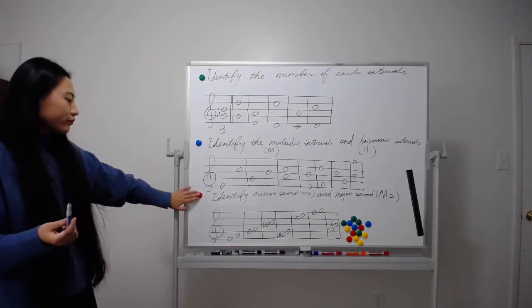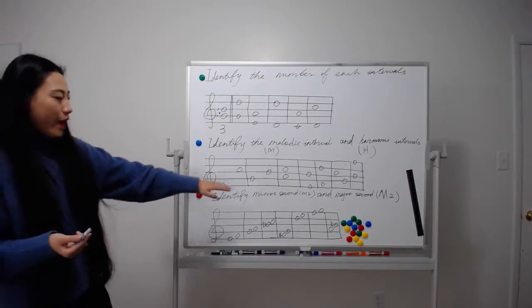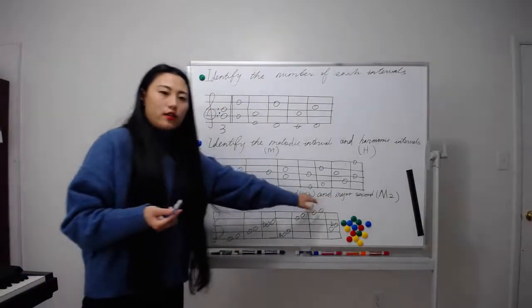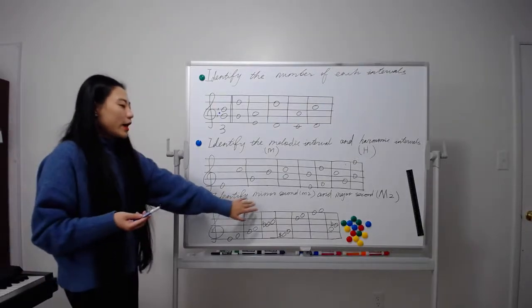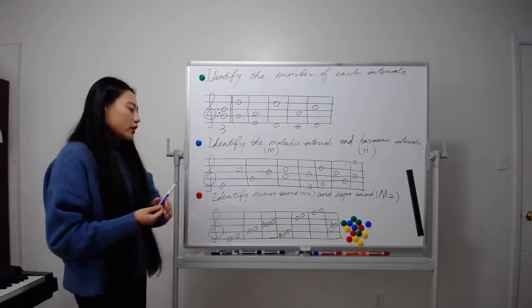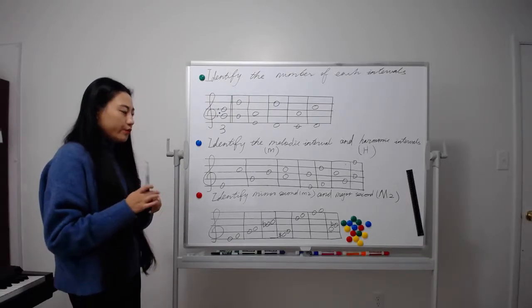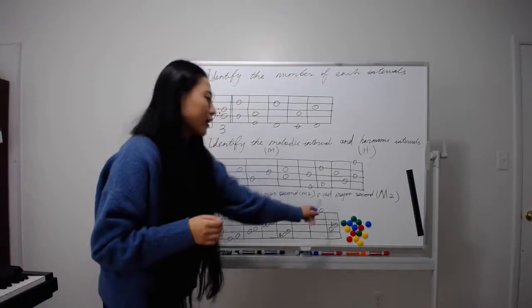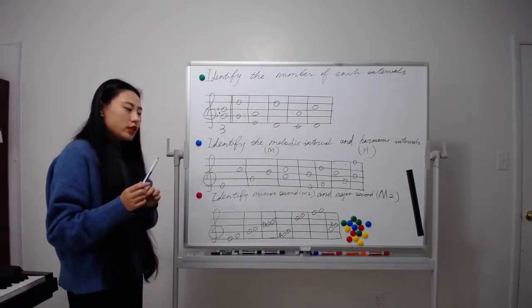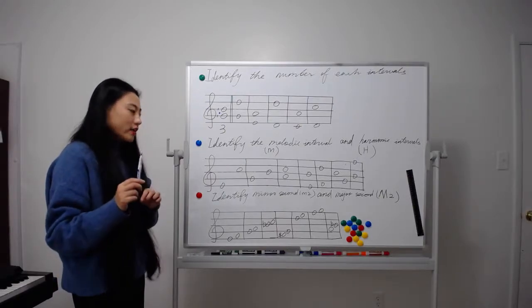And the last exercise is identifying minor second and major second. So the minor second includes one semitone in the second interval, and the major second includes two semitones in the second interval.